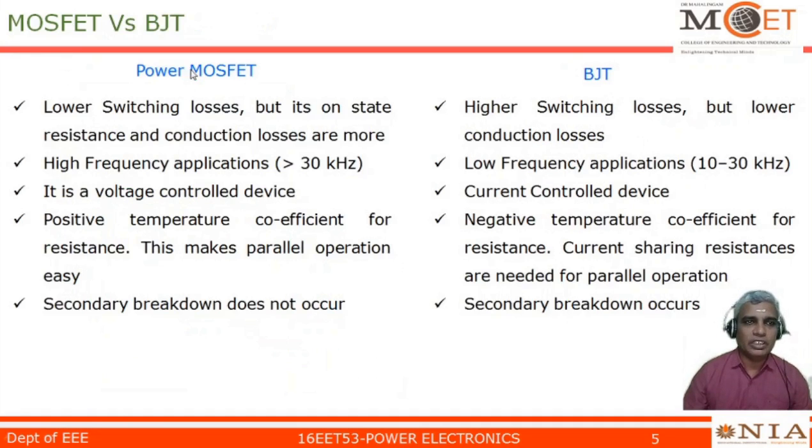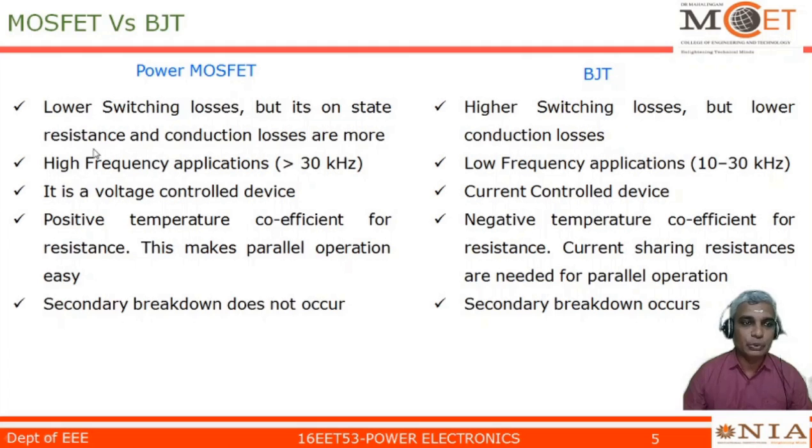Now let us move on to the comparison between power MOSFET and BJT. Power MOSFET have lower switching losses, but its on-state resistance is high and so conduction losses are more. Whereas in power BJT, switching losses are higher but it has lower conduction losses. These two are contradictory to each other. In the case of power MOSFET, switching losses are less, conduction losses are more. BJT, switching losses are higher, conduction losses are lower.